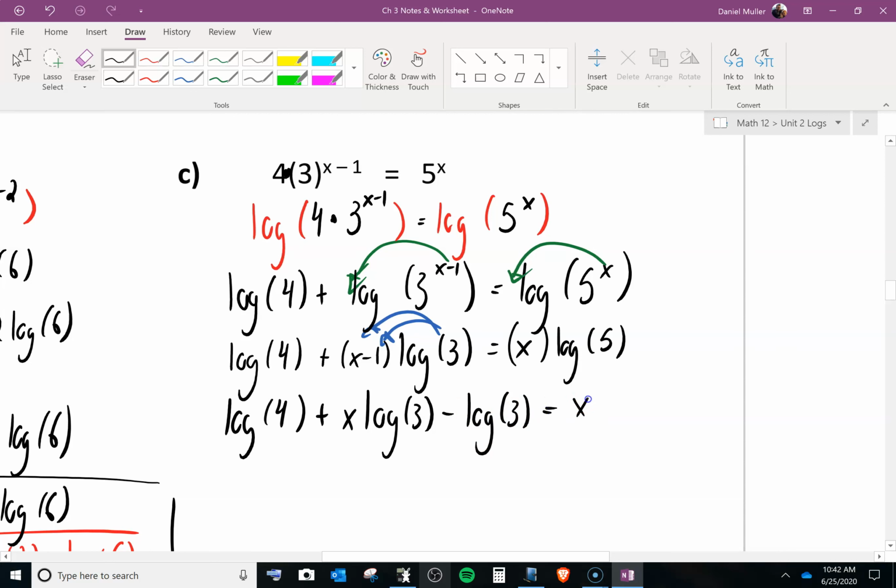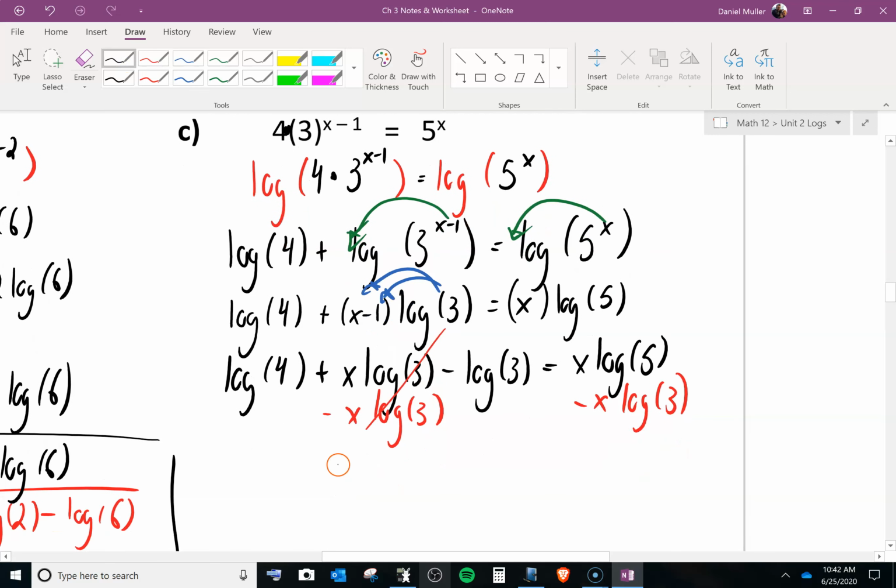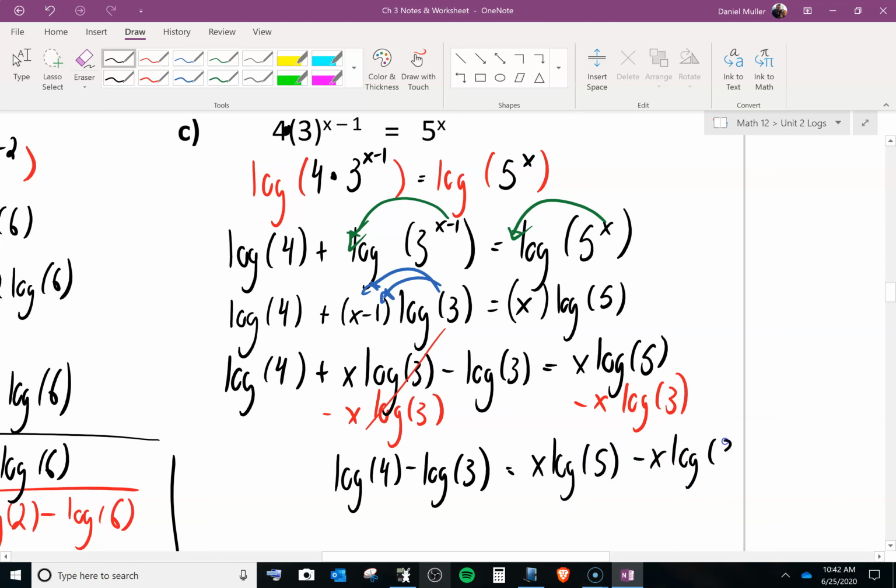And on this side, it's just going to be an x log of 5. So you want to get the x's together, so I'll probably move this one over here, because this log 4 and log 3 can be together on the left. So I'll just minus this x log 3 over onto this side. So I've got a log of 4 minus a log of 3 on the left, and on the right I have an x log 5 minus an x log 3.